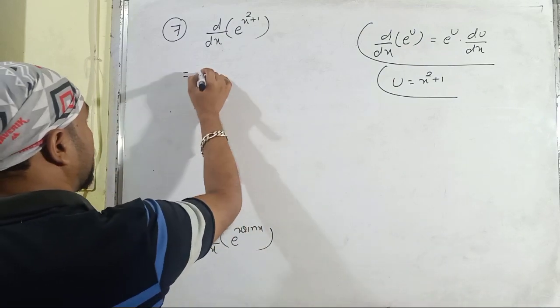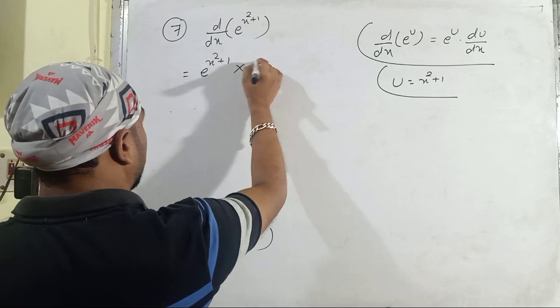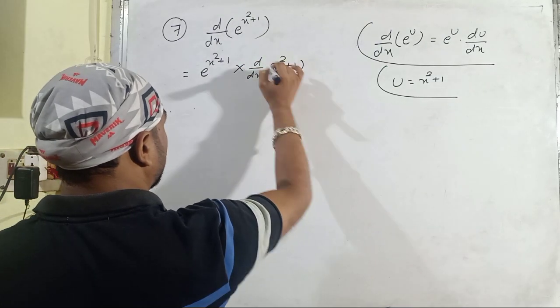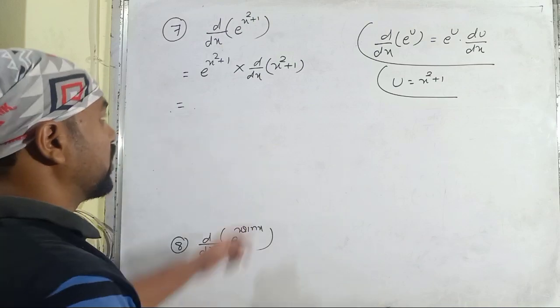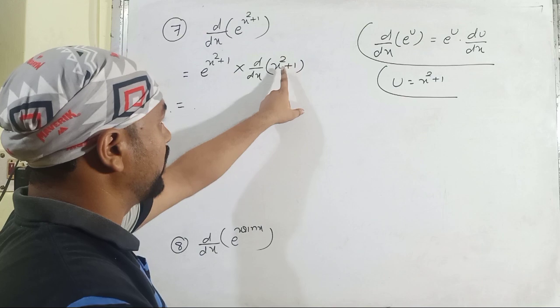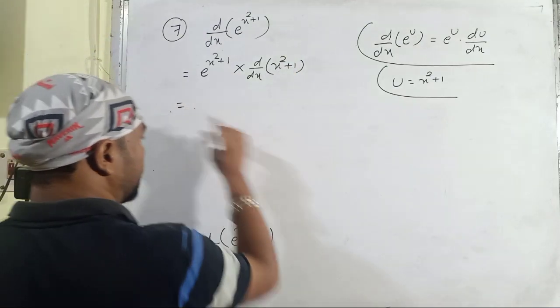And here u is equal to x square plus 1. So it will be e to the power u, that means e to the power x square plus 1, multiplied with the differentiation of u, that means x square plus 1. Differentiation of x square plus 1: differentiation of x square is 2x, and differentiation of 1 is 0, so it will be 2x.